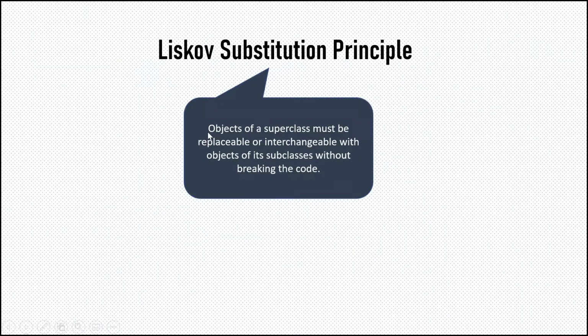It says that objects of a superclass must be replaceable or interchangeable with objects of its subclasses without breaking the code. This principle was initially introduced by Barbara Liskov. It is based on the concept of substitutability, which means that the objects of subclasses can substitute the object of a superclass or base class without breaking the code or program. Now, let's understand this principle by an example.